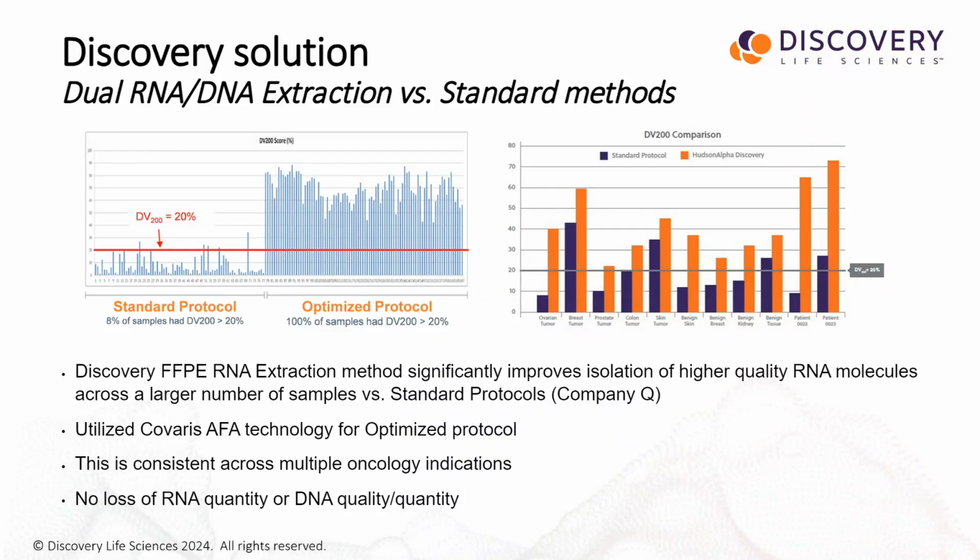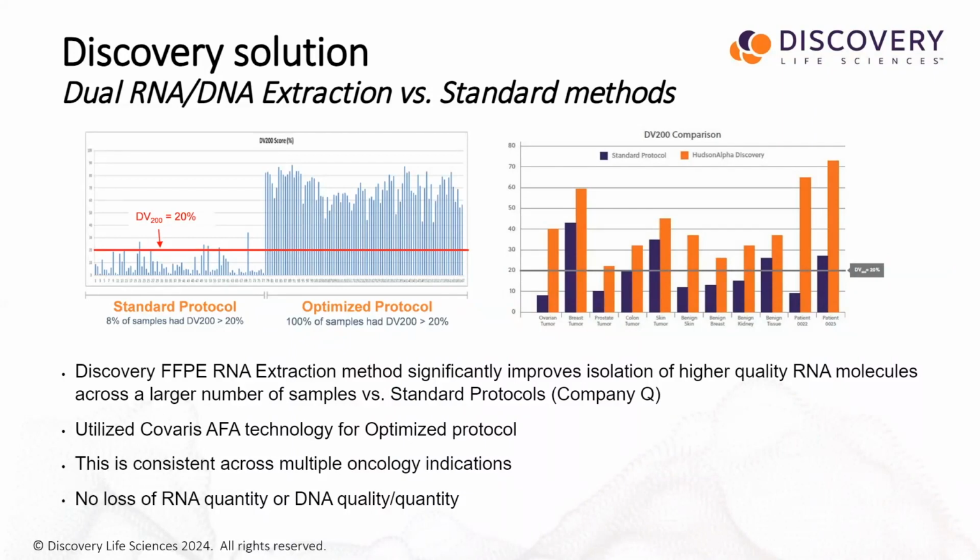Clearly, you can see over there is that on the optimized protocol, 100% of the samples have a DV200 of 20% or higher. This is the RNA quality metric from an FFPE sample. Same FFPE samples using the standard protocol as well as the optimized protocol. It's a huge difference in that.